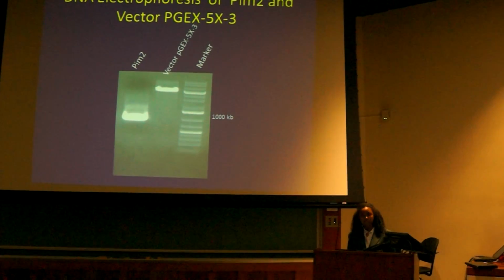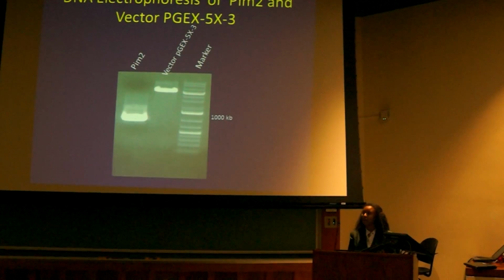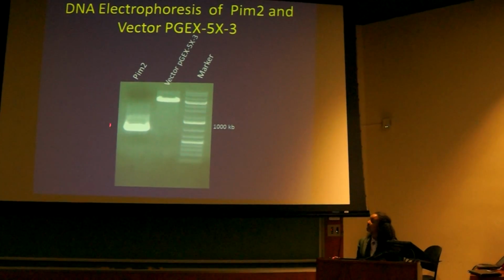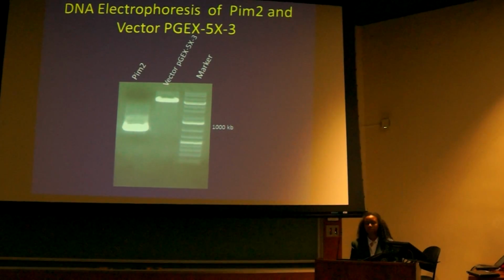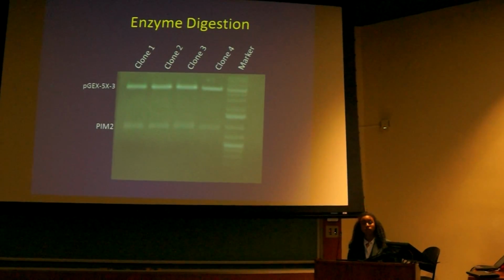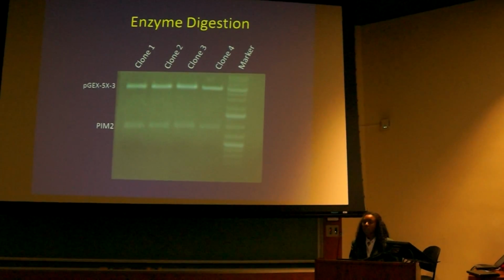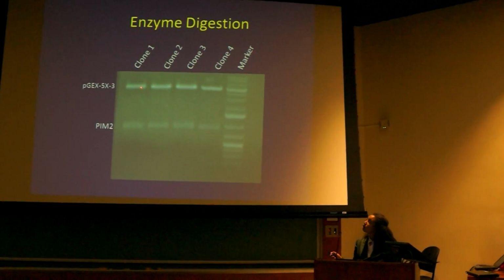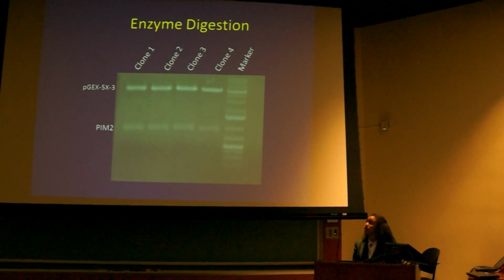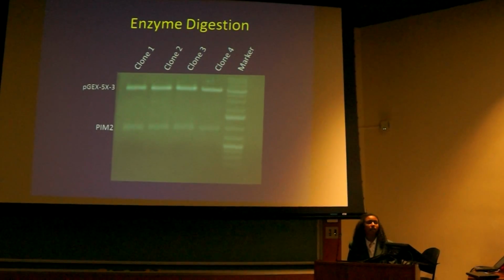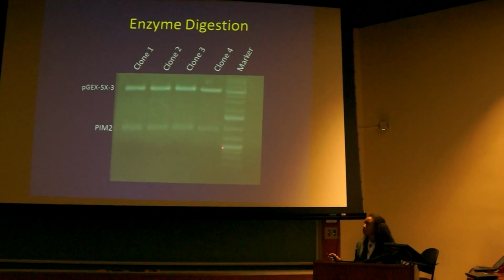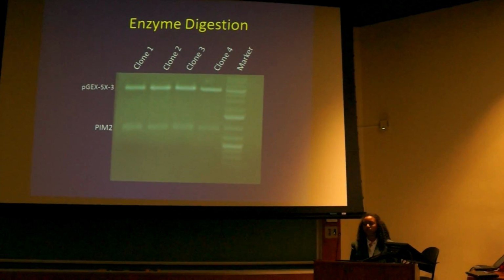Then we ran another DNA gel, just to show the different sizes in the vector that we're trying to clone PIM2 in, and exactly where PIM2 lands. Then we took 4 clones of PIM2 that we cultured, and we induced them into our vector. Shown here is that all 4 clones were successfully induced in our vector. If they weren't induced in our vector, they would have run through and would have landed where PIM2 normally is, and this would have been highlighted.